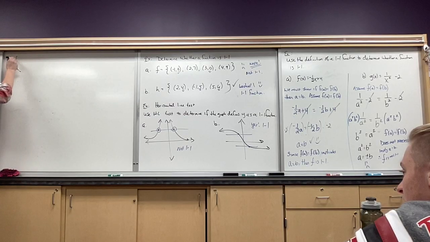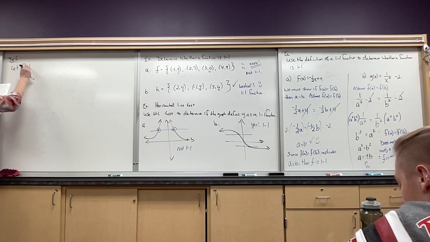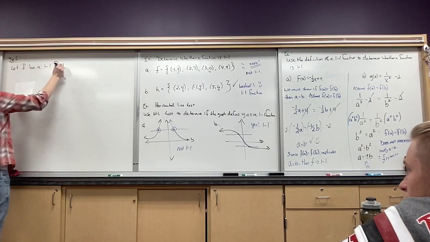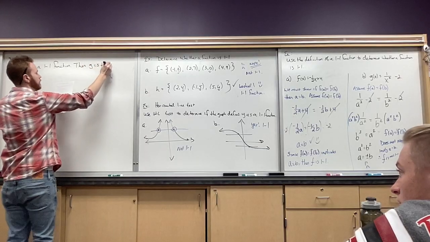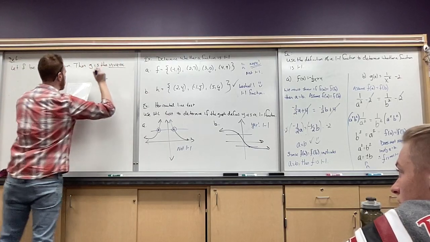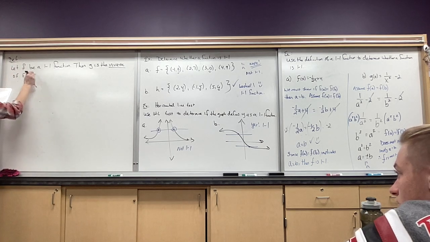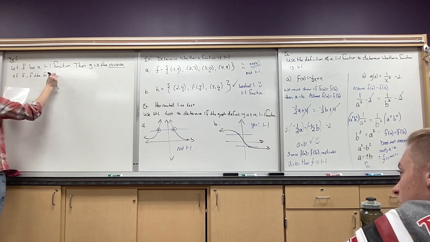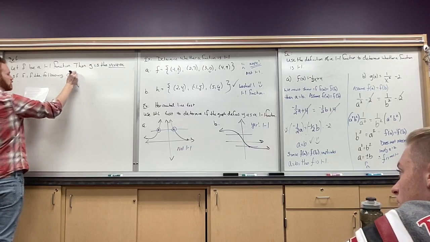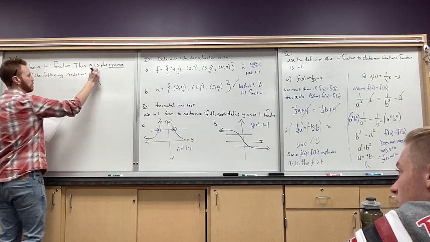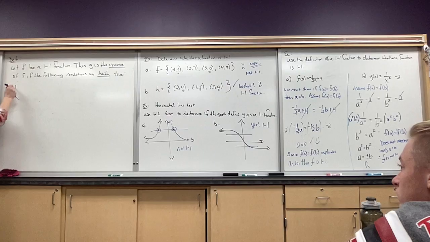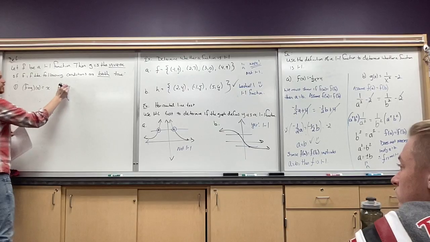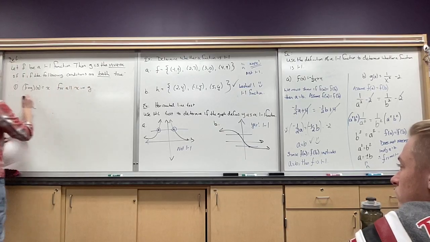Okay, definition. Let f be a one-to-one function. Then g is the inverse, so that's important, we'll underline it, of f if the following conditions are both, another keyword, true. So here's the conditions. 1, f of g of x equals x for all x in the domain of g.